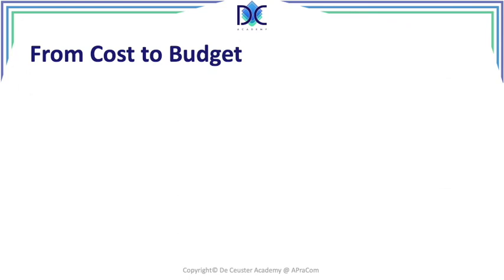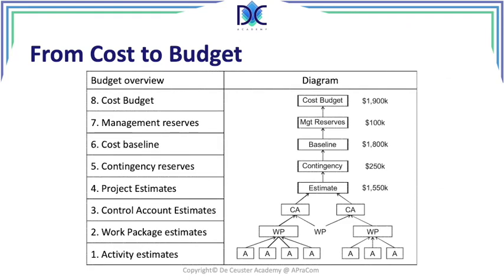Now, when we go from cost to budget, we have different elements. We can start at the bottom. We start with the activity estimates. We build them into work packages estimate. We link them to control accounts, who's going to pay. And then we have the project estimate. In this case, we have the project estimate, which is $1,550,000. We have contingency reserves defined at $250K. So now it gives us a cost baseline of $1,800K. And that's the cost baseline for the project.